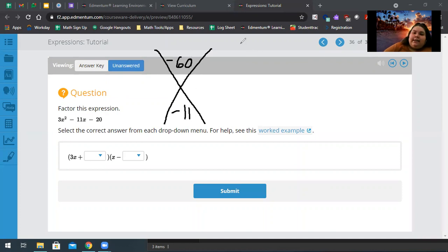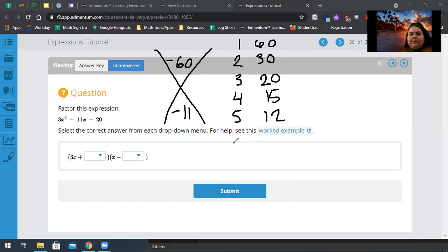So multiples for 60. I have 1 and 60. After 1, there comes 2 and 30. 3 and 20. 4 goes into 60 fifteen times. 4 and 15. Then it's 5 and 12. After 5, it's 6 and 10. After 6, 7 won't go into 60. Neither does 8. Neither does 9. And then 10 back to 6. Okay, so we made it through the list.